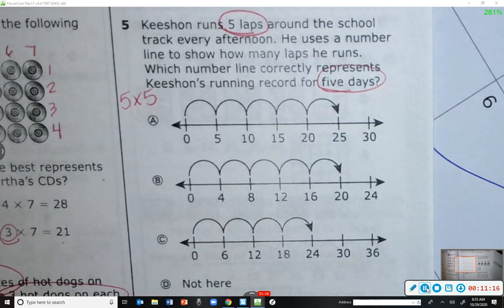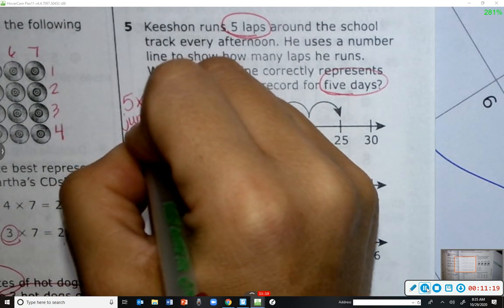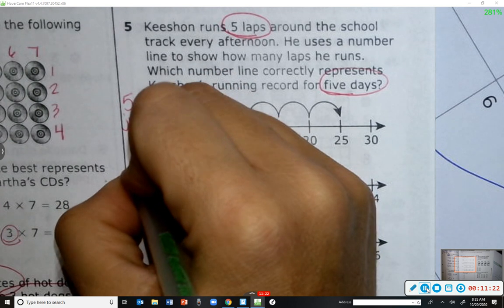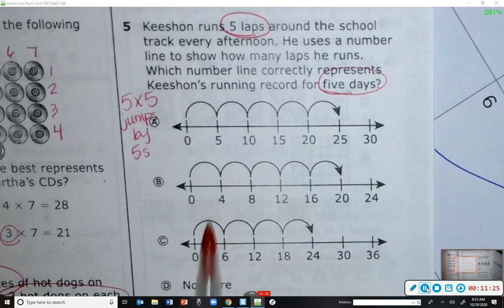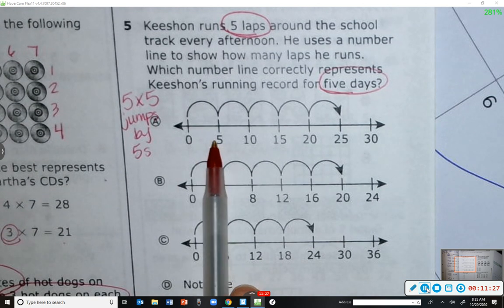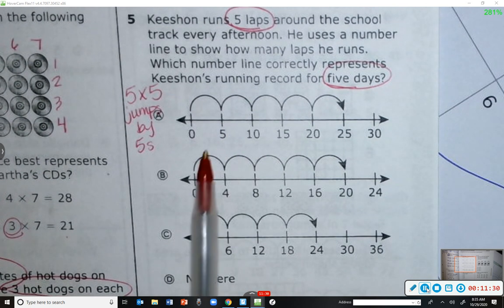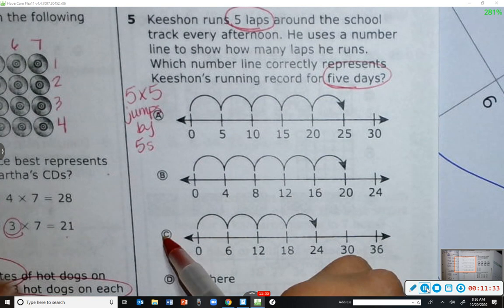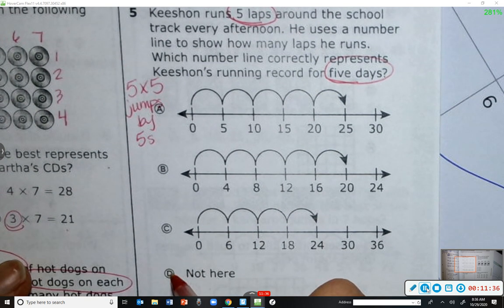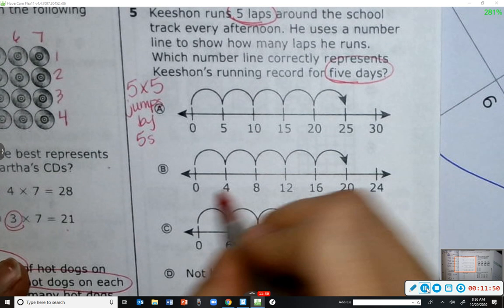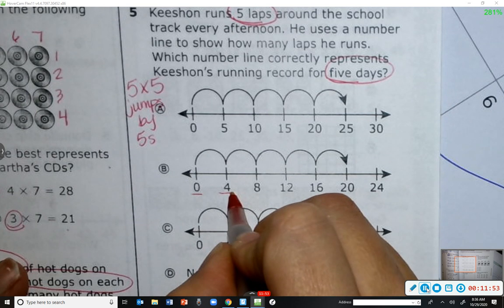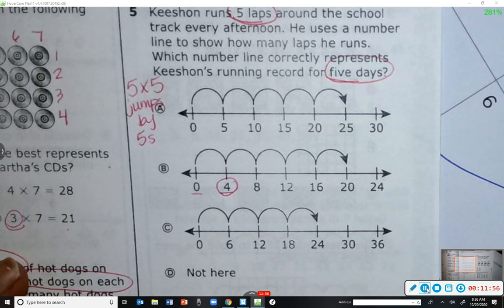So we need to do 5 jumps by 5s, skip by 5s. So A looks good because it's skipping by 5s. What's wrong with B, Gregory? Okay, so B, it went to 20. It went to 20 and then it skipped by what? It skipped by 4. Okay. We don't want to skip by 4, we want to skip by 5.